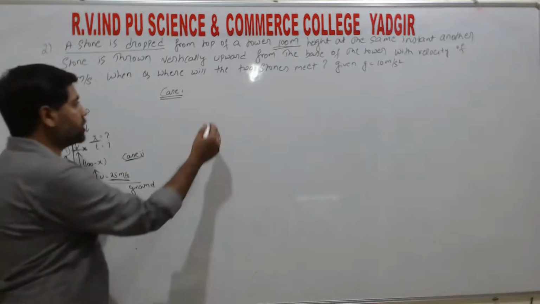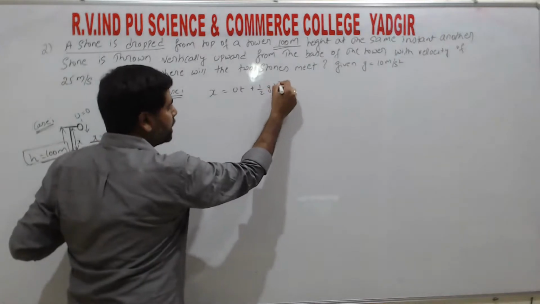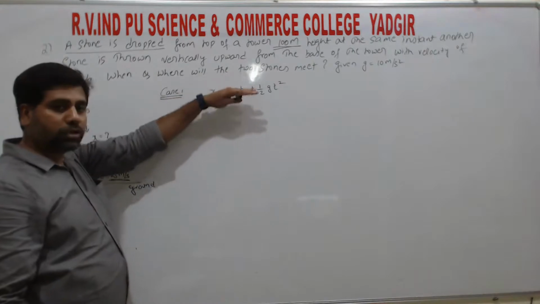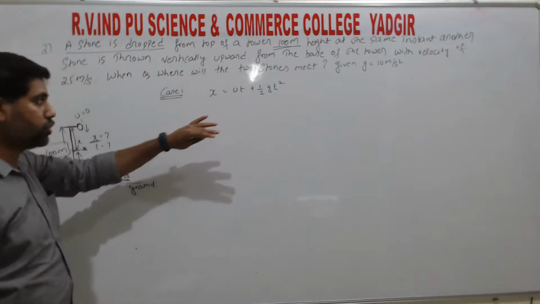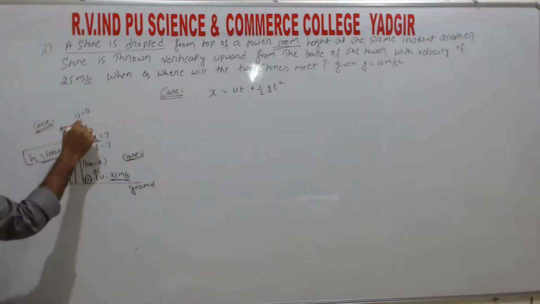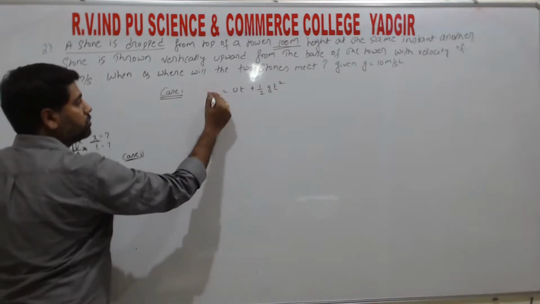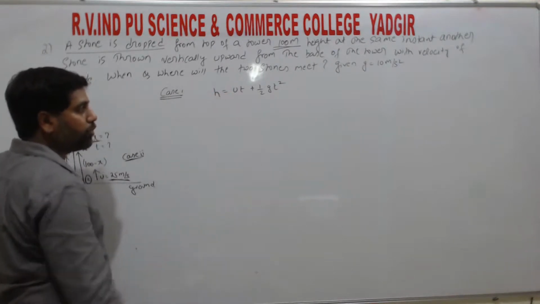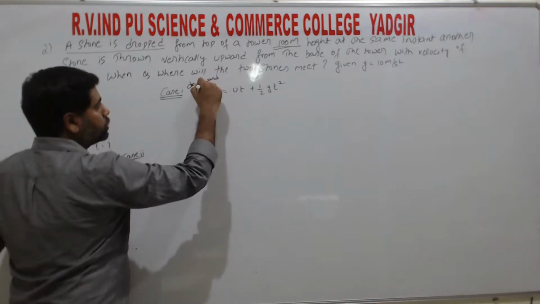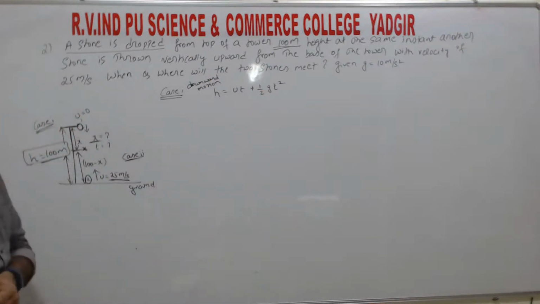So the better relation here is x equals ut plus half gt square. We know the relation for upward motion and the relation for downward motion. The first case is for the stone dropping vertically downward, so h equals ut plus half gt square. This is for the downward motion. For downward motion, g is always positive. Don't forget that one.